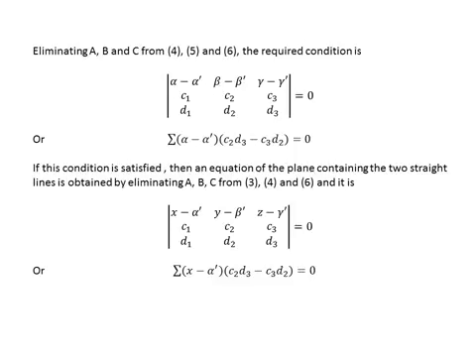The determinant equals 0, which gives summation (alpha minus alpha dash) times (c2 d3 minus c3 d2) equals 0. If this condition is satisfied, then an equation of the plane containing the two straight lines is obtained by eliminating a, b, c from 3, 4 and 6, and it is given by the determinant with rows x minus alpha dash, y minus beta dash, z minus gamma dash; c1, c2, c3; d1, d2, d3 equals 0, which gives summation (x minus alpha dash) times (c2 d3 minus c3 d2) equals 0.